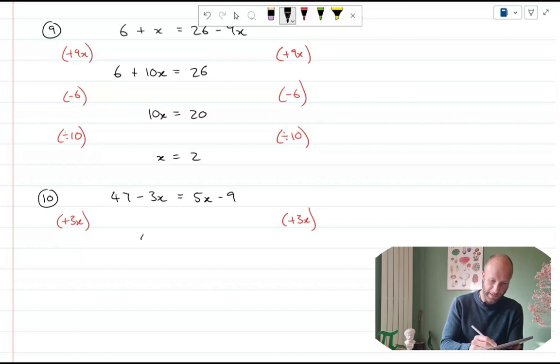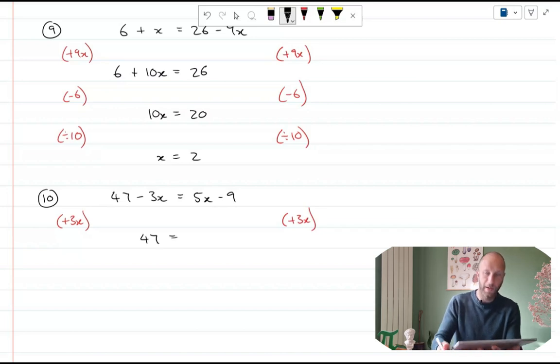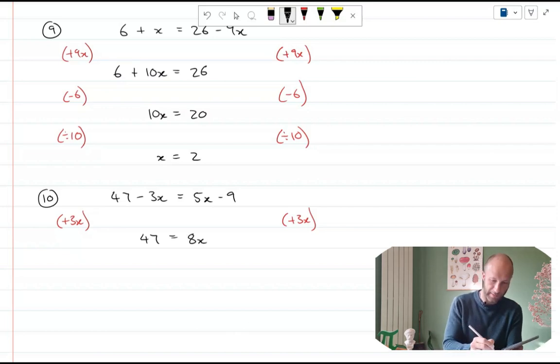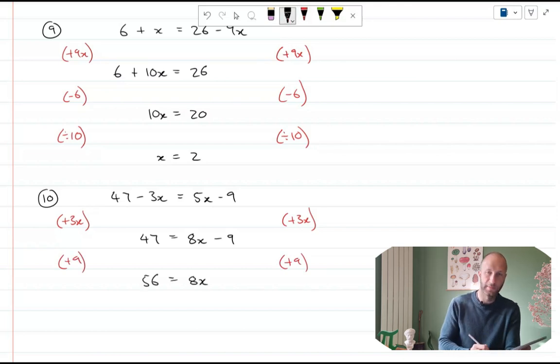I'll be left with 47 on the left. Minus 3x plus 3x is 0x, so it will just cancel out, 0 times anything is 0. On the right, 5x plus 3x is 8x. The minus 9 just drops through. Add 9 to both sides to get rid of that minus 9, which will give me 56 equals 8x.